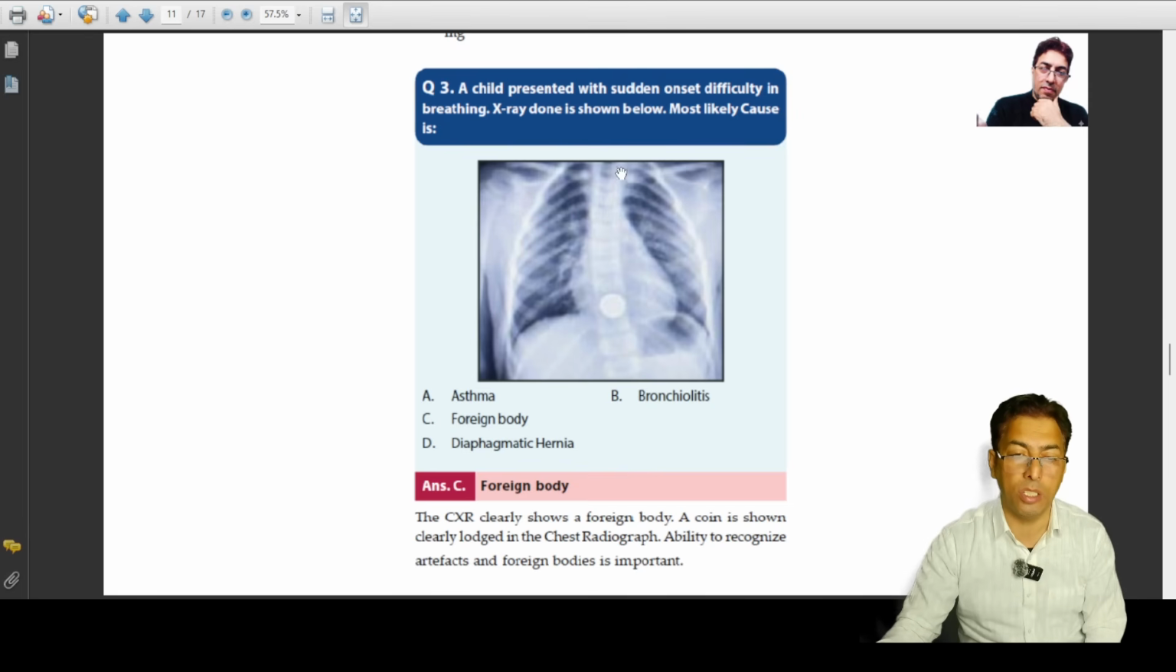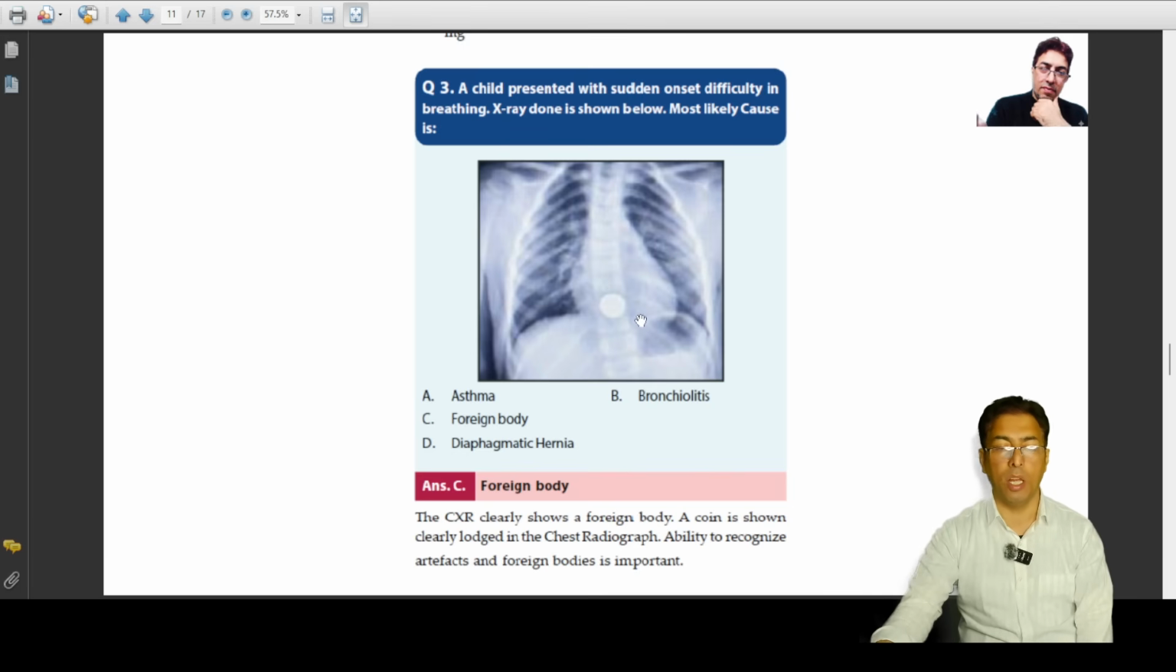The child has ingested something and it has wrongly landed in the respiratory passages, and you can see a foreign body over here. This is a well demarcated foreign body, a coin which is lodged, and you can see in the chest radiograph that this is a coin, and you have to remember these to identify these things. So this question simply tests your ability to arrive at a diagnosis.